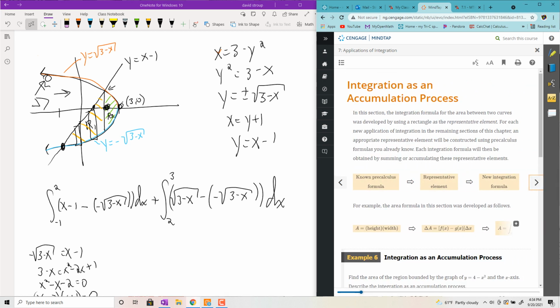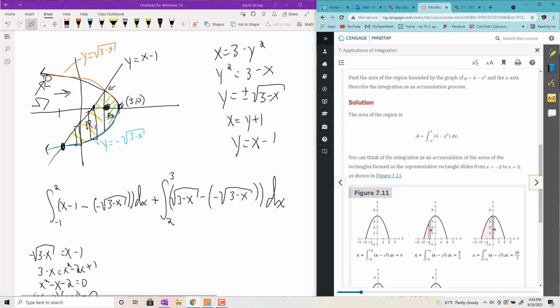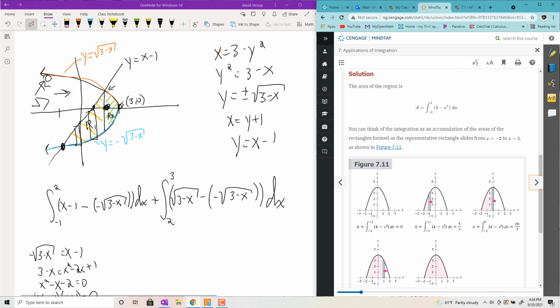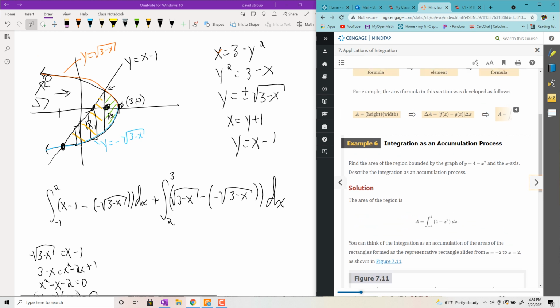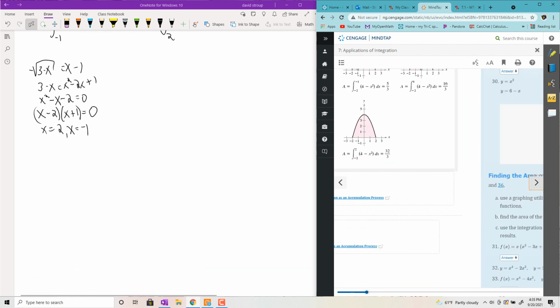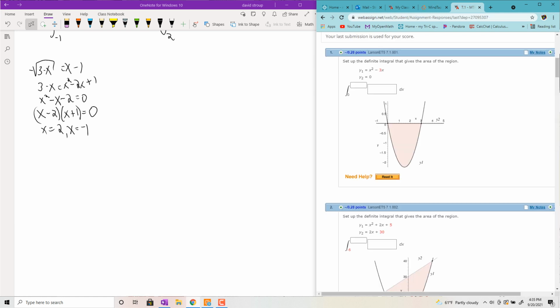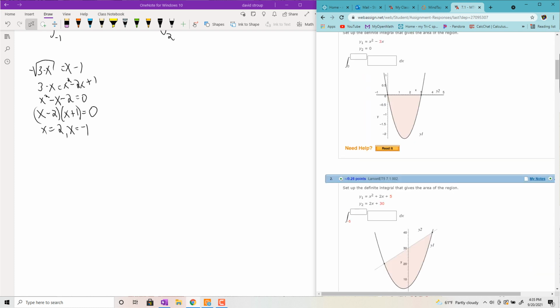Okay, integration is an accumulation process. So what you're thinking of is basically what I do with the Riemann sums, running through and collecting all of these rectangles. And yeah, that's pretty much it. Is there anything else? No, and then they go into the exercises. So let's look at some exercises and see how these go.